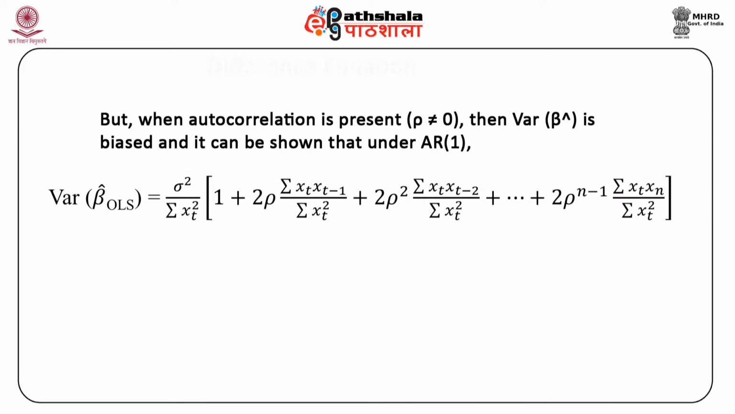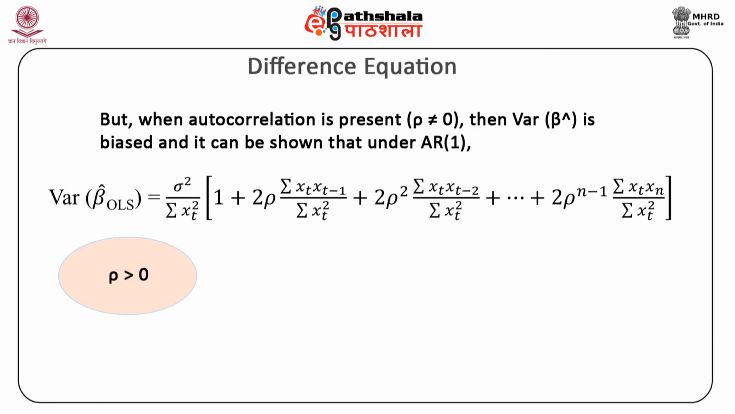When autocorrelation is present, which means rho is not equal to 0, then the variance of beta hat is biased, and it can be shown that under AR(1), the variance of beta hat under OLS is now equal to sigma squared upon sigma xt squared, into 1 plus 2 rho into sigma xt xt minus 1 upon sigma xt squared, plus 2 rho squared into sigma xt xt minus 2 upon sigma xt squared, and so on up to 2 rho raised to n minus 1 into x1 xn upon sigma xt squared.